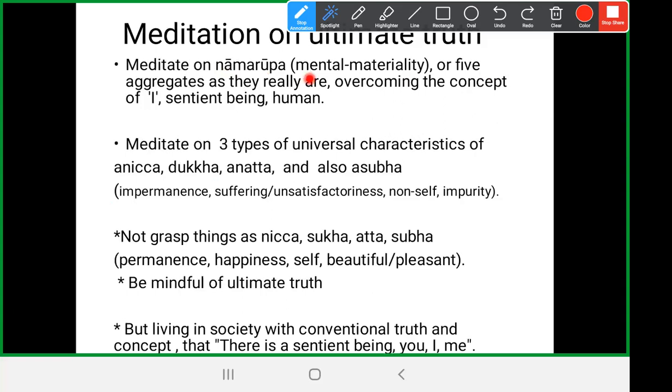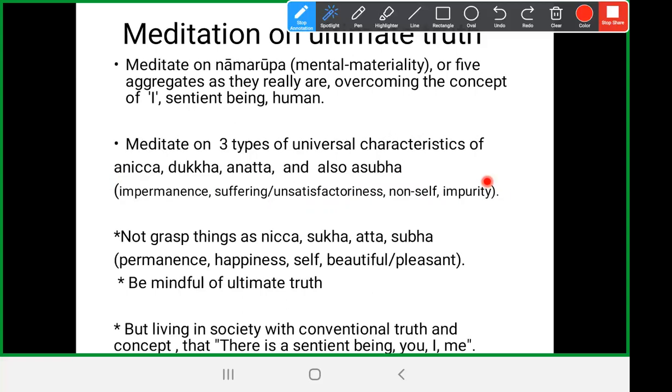So when you meditate on nama-rupa, how do you meditate? You have to see the 3 universal characteristics: anicca, dukkha, anatta. I think you have heard about these words. But actually, there is also another one you should all remember, asubha. So anicca is impermanence, dukkha is suffering or unsatisfactoriness, anatta is non-self, and asubha is non-beautiful or impurity.